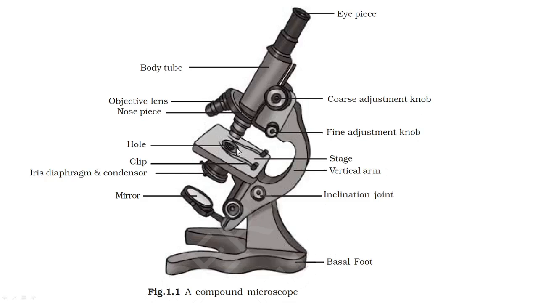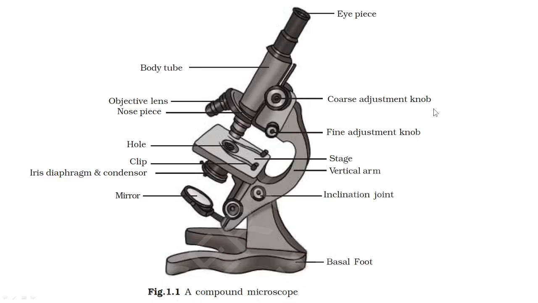You cannot see clearly, so what you have to do is adjust the focus. If you know how to use a camera, how to use a DSLR camera, then you will realize that you have to use the adjustment so that your image or your picture comes in focus. In a microscope too, you adjust so that the image is clear.